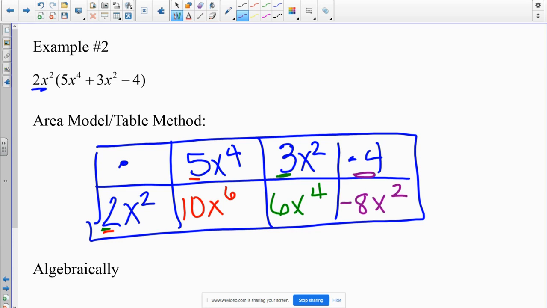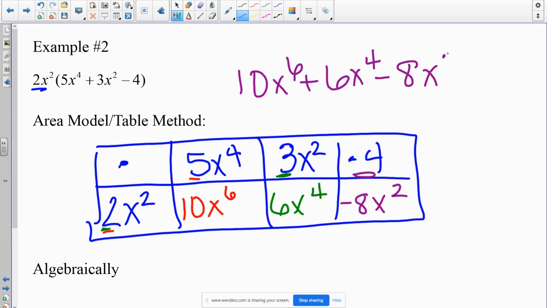So just write it down the way you see it in the boxes. So it'd be 10x to the 6th. And notice that when I write them down, my final answer, they are in the correct form, going from the highest exponent to the lowest exponent. So 10x to the 6th power plus 6x to the 4th power. And I don't usually do plus and negative, but you can. I just go minus 8x squared.